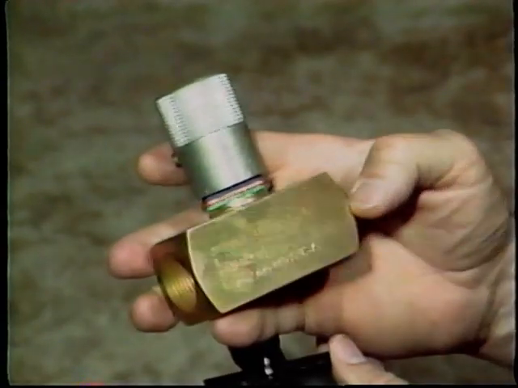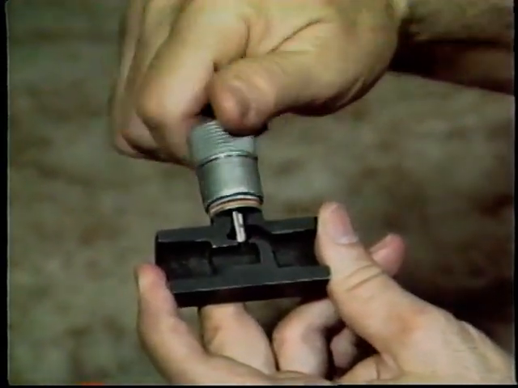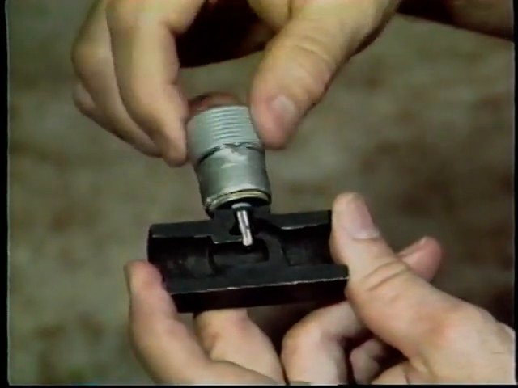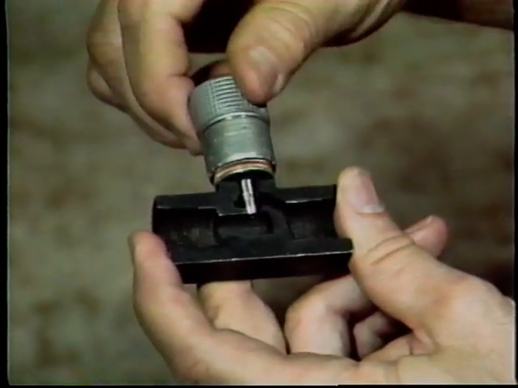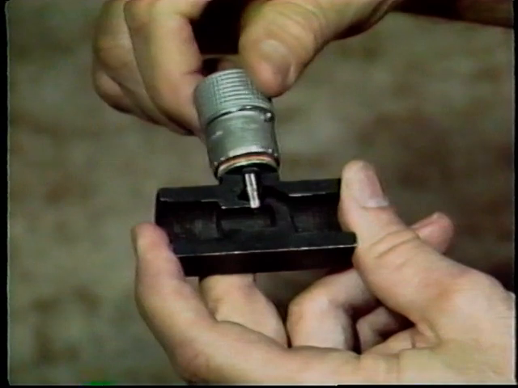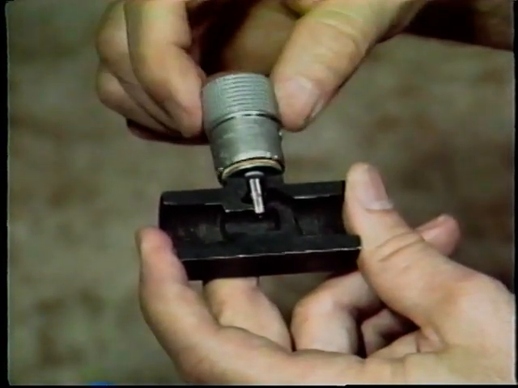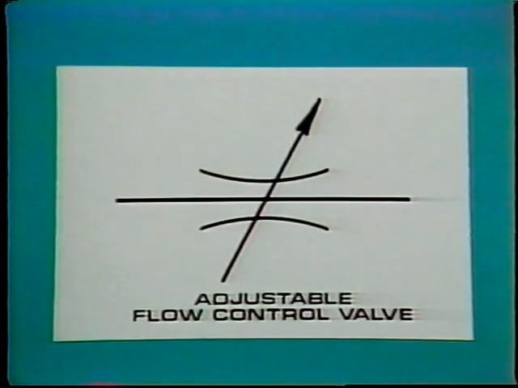Here is a typical needle valve. The orifice size is changed by raising or lowering the cone-shaped tip of the needle in relation to the valve seat. By using fine threads on the valve stem, the orifice size can be changed very gradually, providing more precise flow adjustments. The needle valve is the most common type of flow control valve used in pneumatic systems. Here is the symbol used to represent an adjustable flow control valve in a circuit diagram.